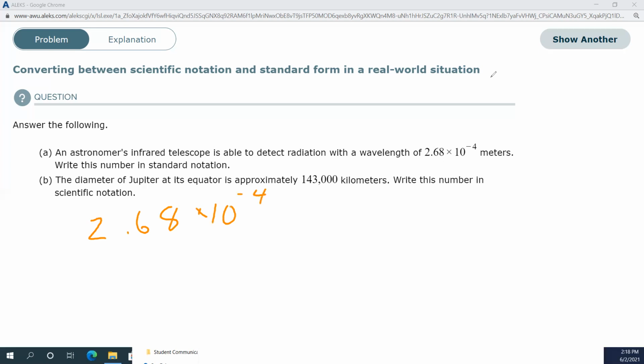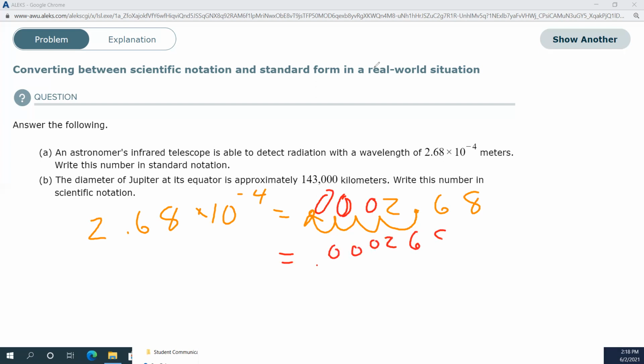So the exponent is negative. That means, hey, this number is actually really small. Let's make it smaller. So we take the 2.68 and we move the decimal point in the get smaller direction. 1, 2, 3, 4 places. So the exponent ends up there, and empty slots get zeros. So it's 0.000268. That is the final answer.